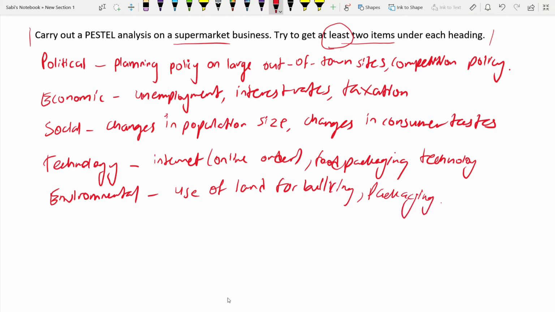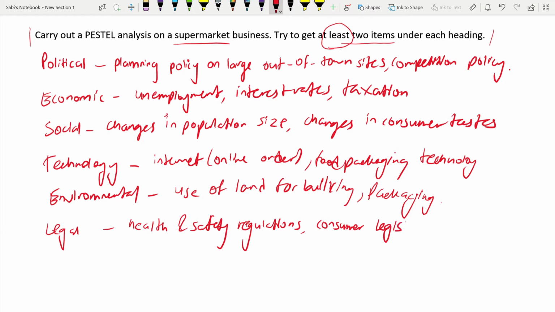And finally the legal. Health and safety regulations are there. It's a food industry, it's a supermarket. In the supermarket we need health and safety regulations. Then we have consumer legislation. Okay, then we have things like food packaging regulations, inclusion of additives in food, things like that.